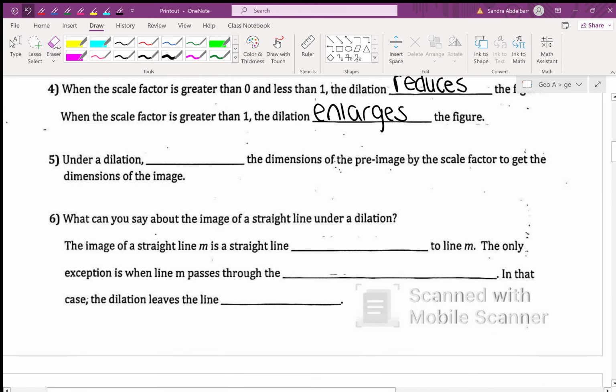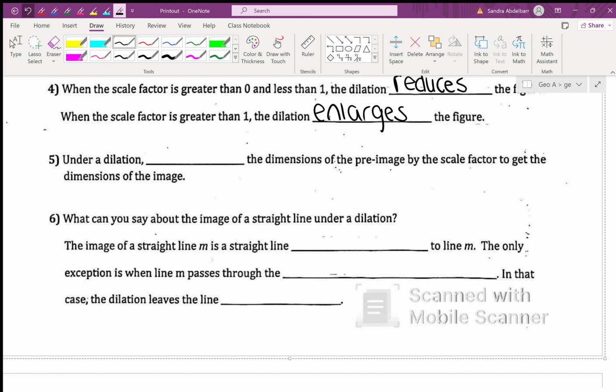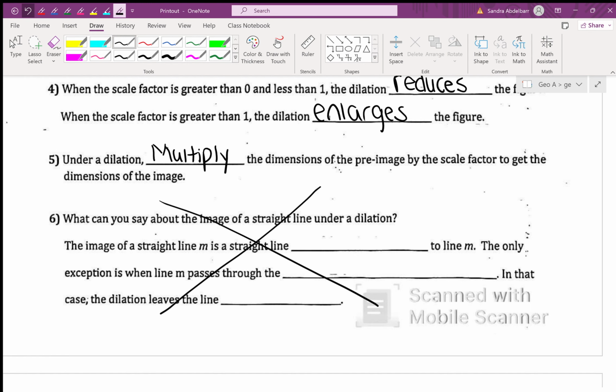Okay, so under dilation, multiply the dimensions of the pre-image by the scale factor to get the dimensions of the image. Right? We don't care about a dilation of a line.